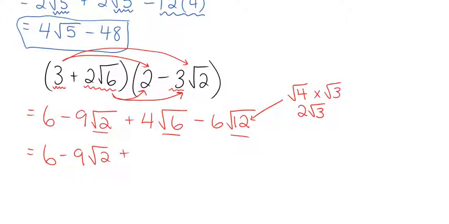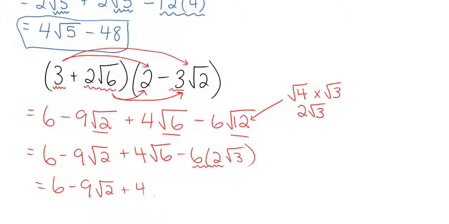So 9 root 2 plus 4 root 6 minus 6, and then I've got this 2 root 3. And now all I can really do is multiply the 6 and the 2 together. So I got 6 minus 9 root 2 plus 4 root 6 minus 12 root 3. As far as we can go, because root 2, root 6, root 3, all different.